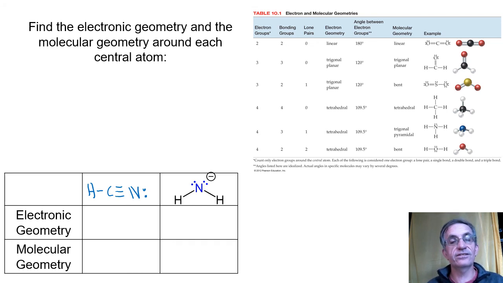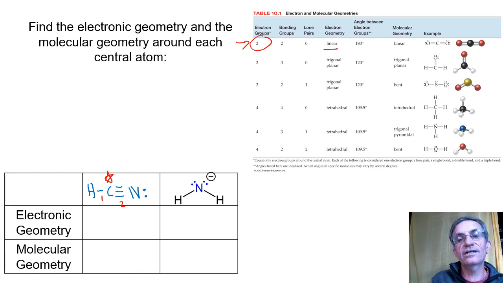So how do you figure out the shape? You look at the middle atom, which is carbon in this case, and you see how many areas contain electrons around it. In this case, there are 2 areas. There's a single bond and then a triple bond. That's 2 areas. So if you have 2 areas, you're going to be this top possibility: 2 areas, the electron geometry is linear, the molecular geometry is linear.